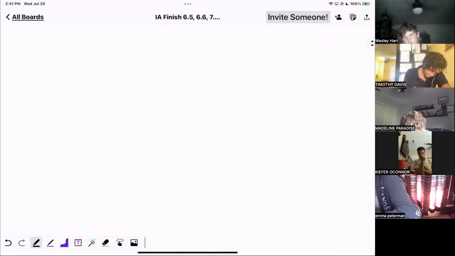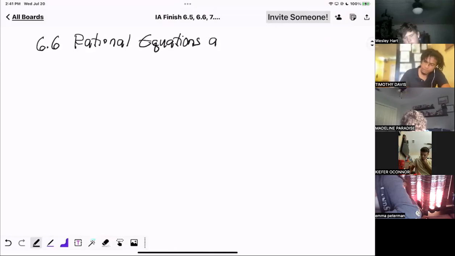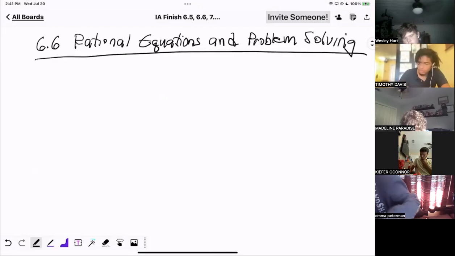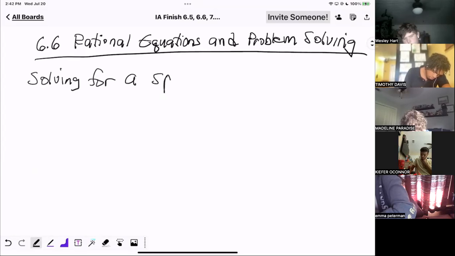All right, so this is called rational equations and problem solving. That's the name of the chapter. It goes into a lot of different kinds of problem solving applications, but this is something that you'll learn next class. So really what we have to do is one type of thing that you'll need for next class, and that is solving for a variable. Let me put it this way, for a specific variable.